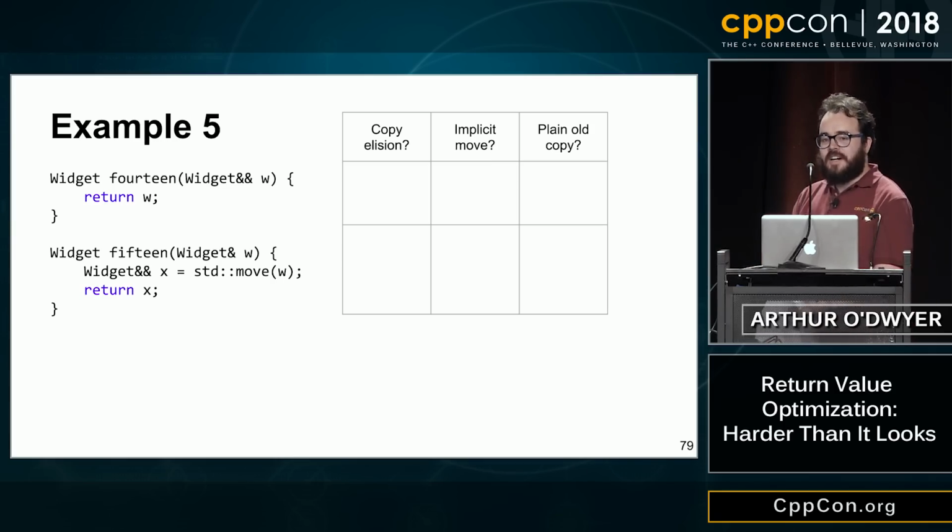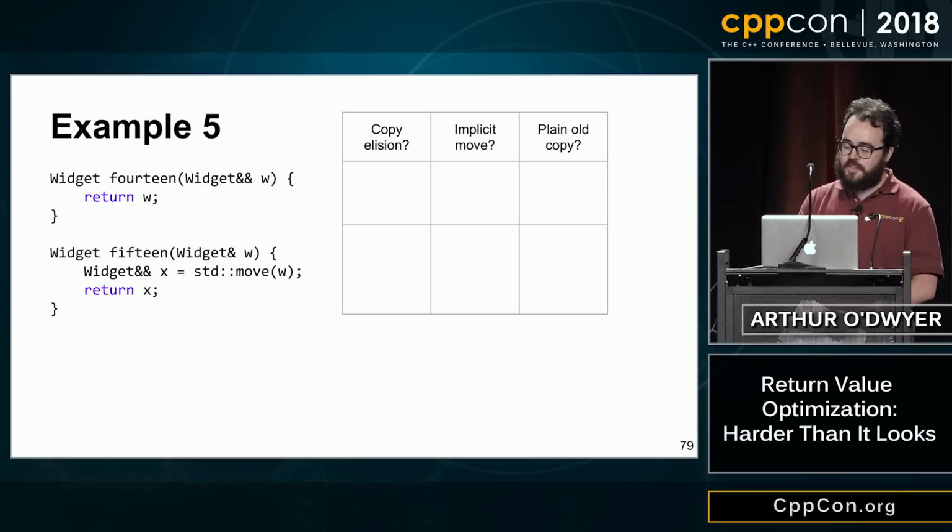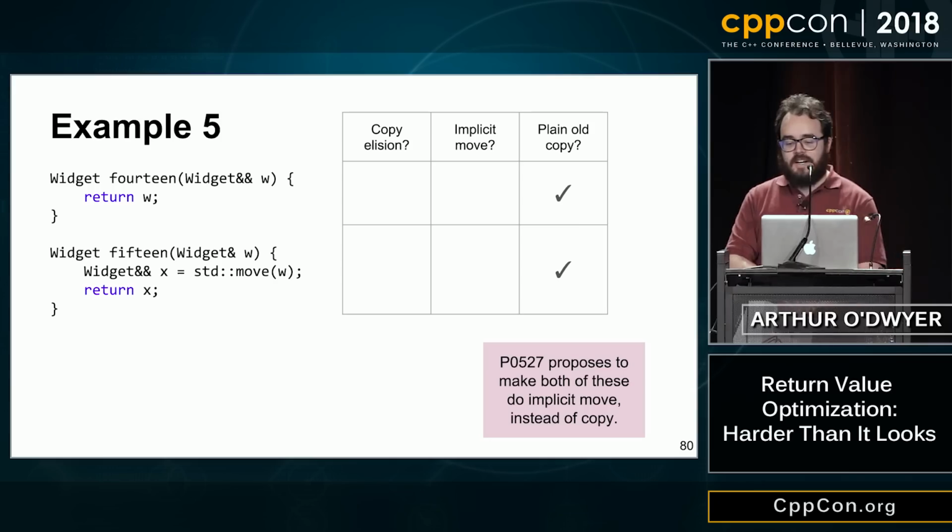Moving out of an R-value reference: if I take an R-value reference as a parameter, or I have a local variable of R-value reference type, it should be relatively unsurprising that I don't know what this reference refers to, and therefore I need to do a copy.